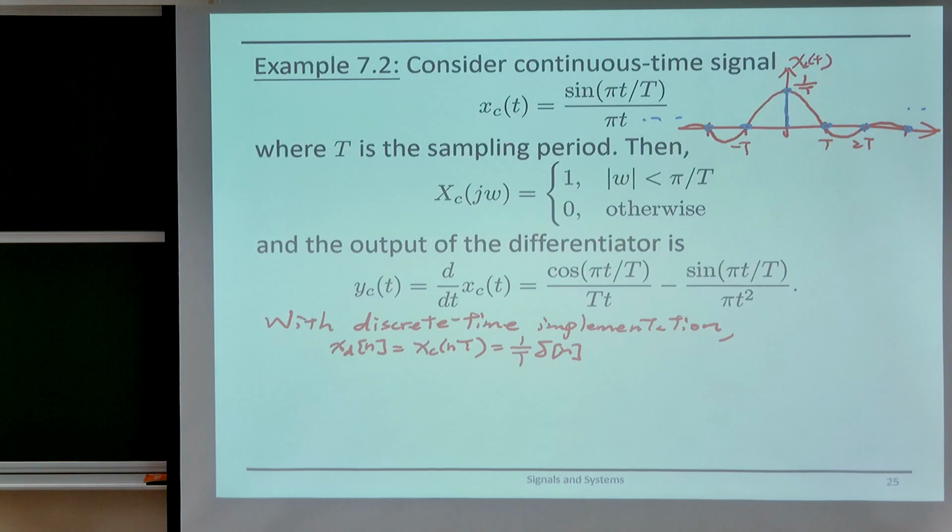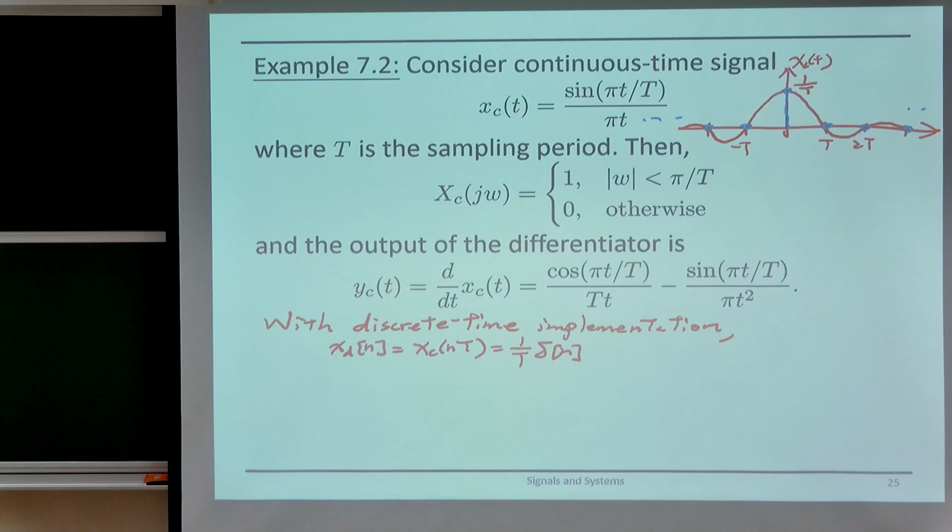Now, similarly, if you look at the discrete time version of the corresponding continuous time output signal, it is equal to the values of the continuous time output at integer multiples of capital T.